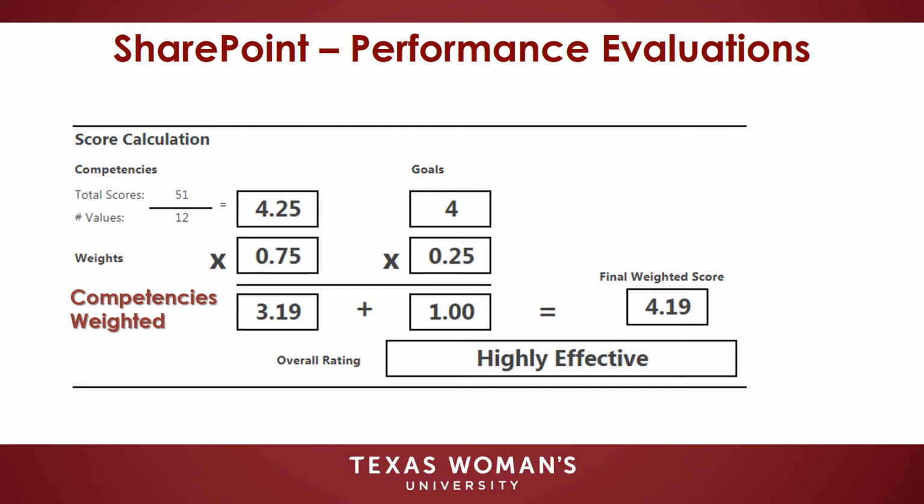The goals portion of the performance evaluation was only 1 question, so in this case, a 4 was scored for the goals. That was 25% of the goals, which equaled a 1. If you add the 3.19 plus the 1 for goals, that equals an overall weighted score of 4.19. Because highly effective is between a 3.5 and a 4.49, this employee received a highly effective overall rating.